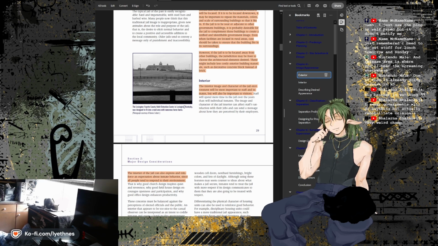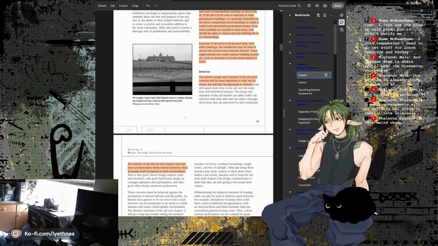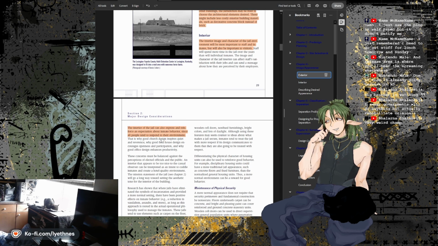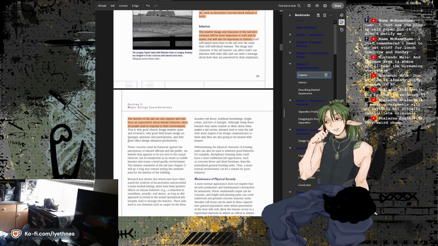The interior image and character of the jail environment will be most important to staff and inmates, but will also be important to visitors. The interior of the jail can also express and reinforce an expectation about inmate behavior, since all people tend to respond to their environment. This is why good church design inspires quiet and reverence, why good field house design encourages openness and participation, and why good office design enhances productivity.